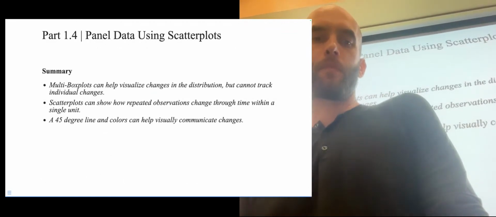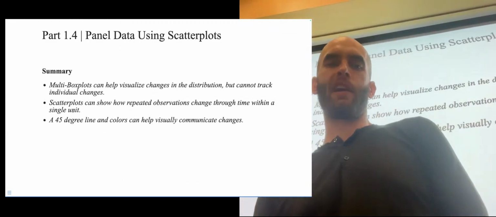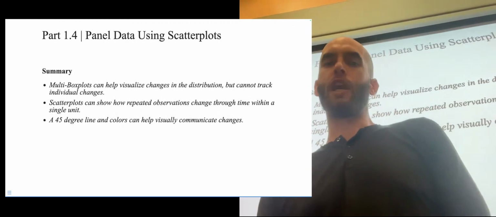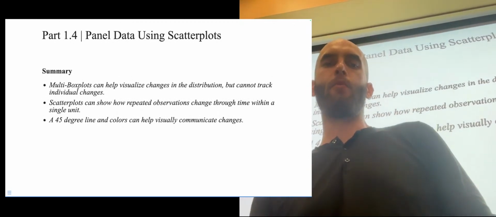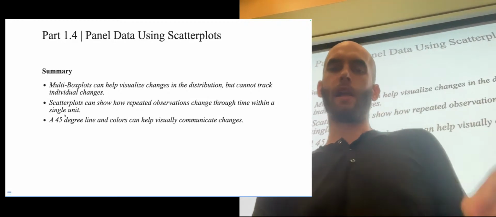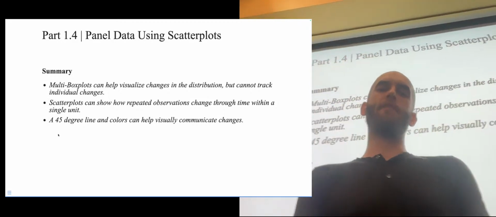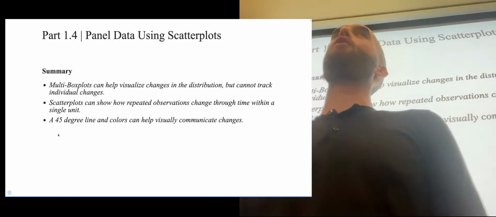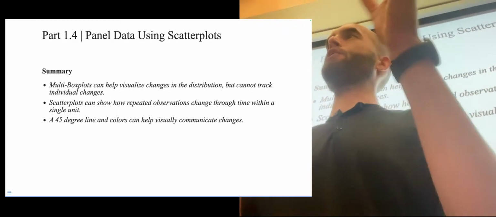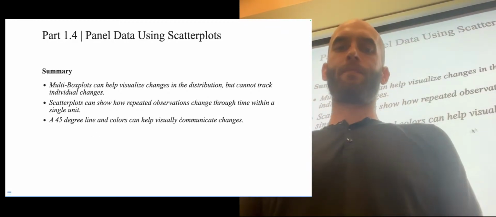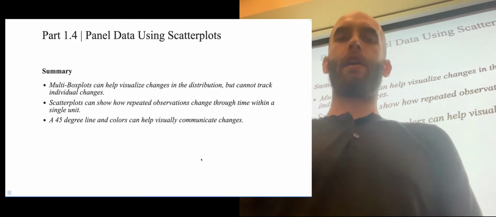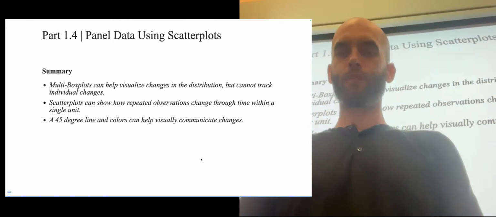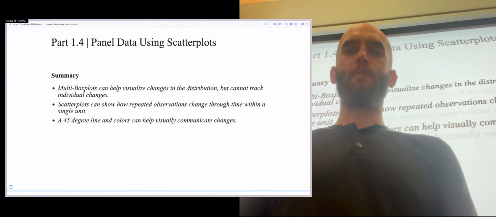Okay, and then some of the summary here. We can look at changes in the distribution itself. With box plots, we can't observe individual changes. Scatter plots allow us to do that, and then a 45-degree line allows us to visualize the changes. And then we can also use colors, which I'll show you in a second. Okay, amazing.